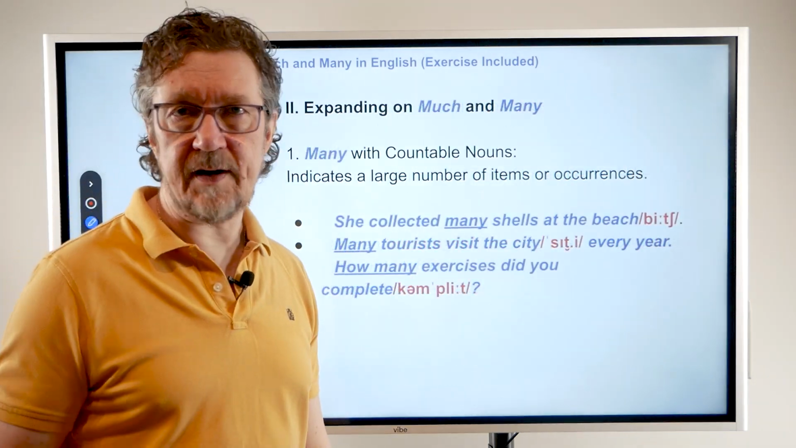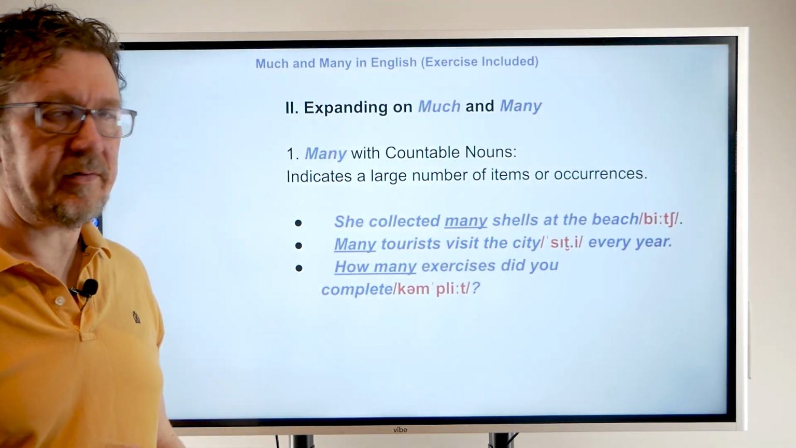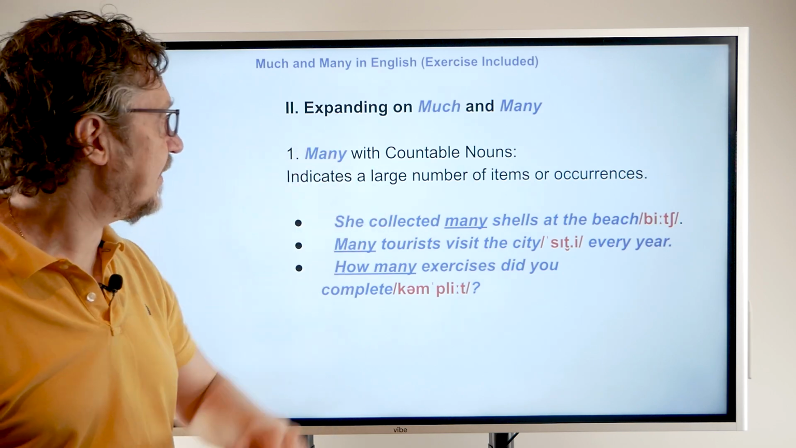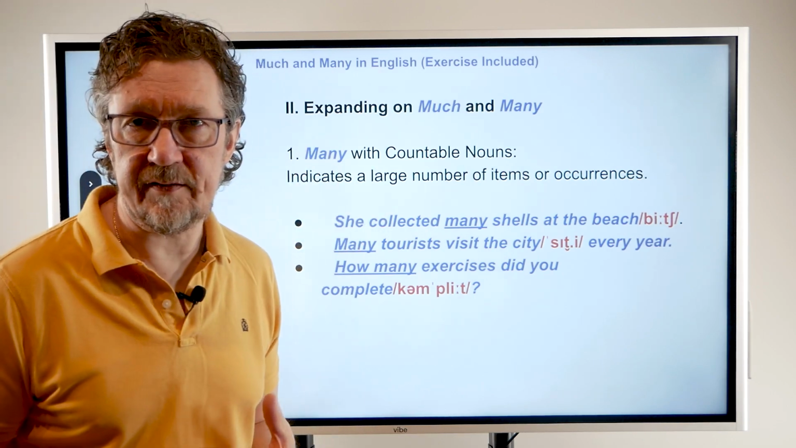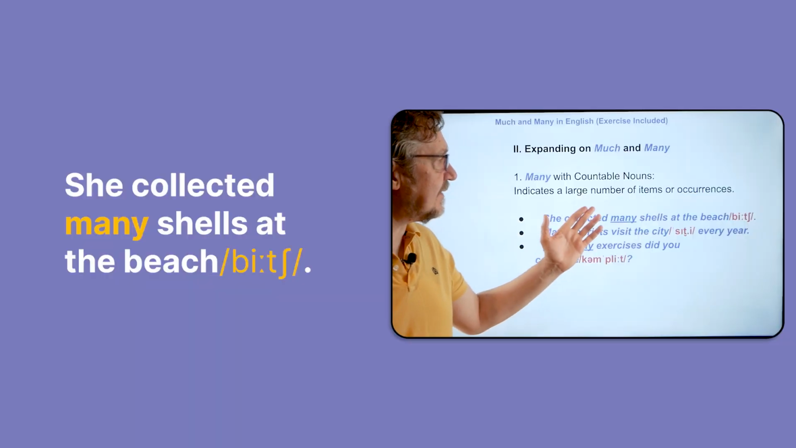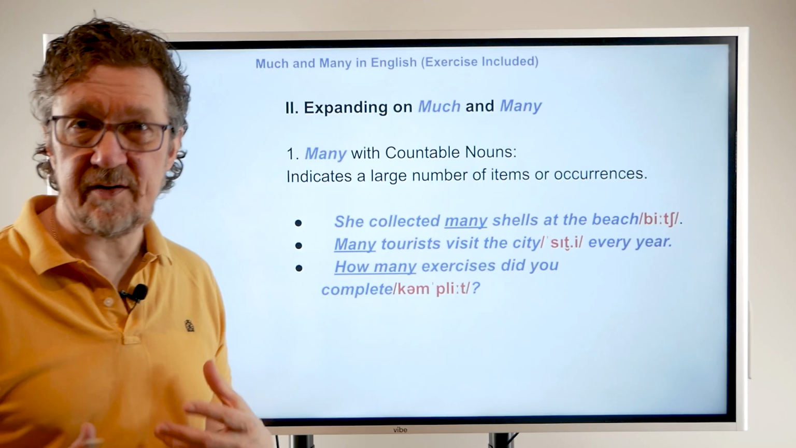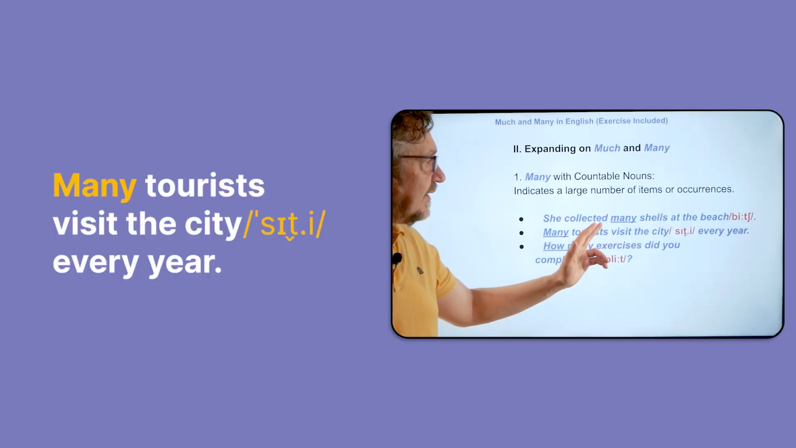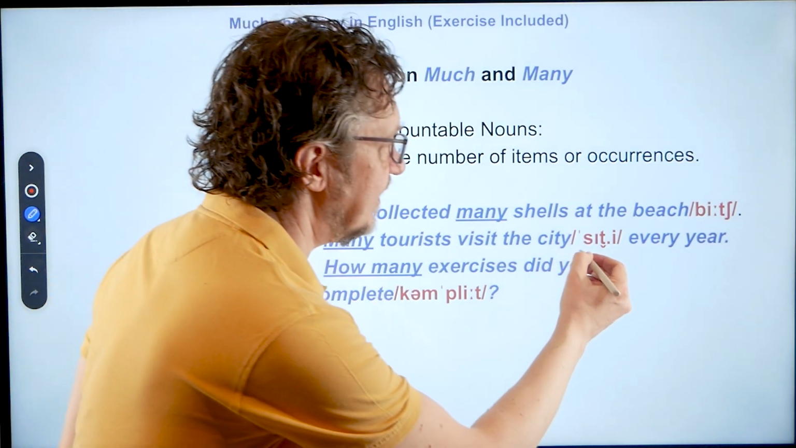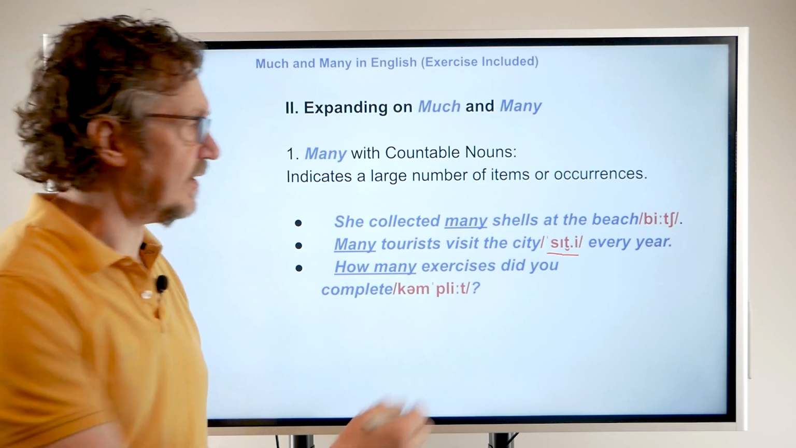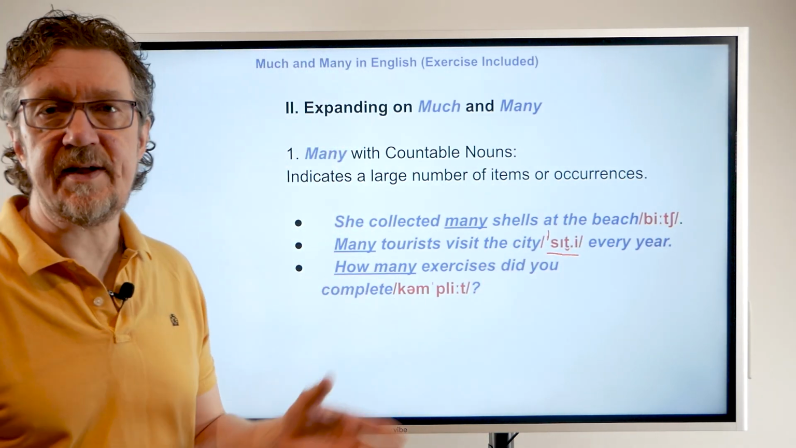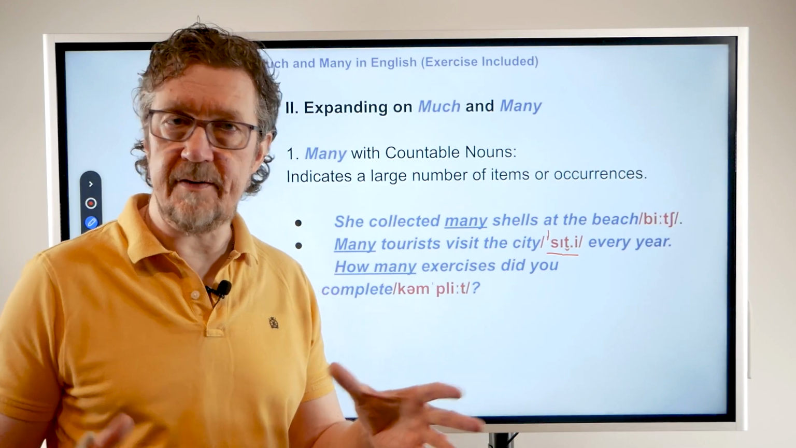Okay, so let's expand a little bit on the use of much and many. So many, for example, let's start first with countable nouns indicates a large number of things. So, for example, she collected many shells at the beach. So we're talking about the number was large, larger than normal, okay? Many tourists visit the city. City. Stress at the beginning, city. Many tourists visit the city every year, so we're talking about larger numbers, okay?